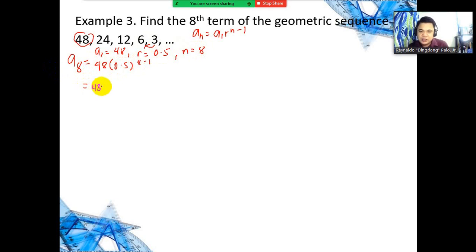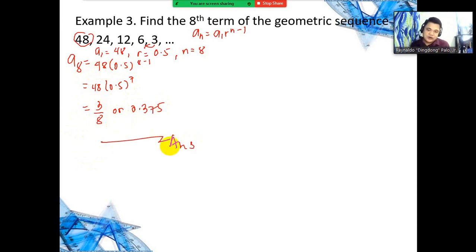Then 48 times 0.5 raised to the power of 7. Now you can simplify it using your calculators to cut the process. It's also okay if you will be using your calculators, writing everything and getting the answer. So in this case, our answer is 3 over 8, but if you answered in decimal, which is 0.375, it's also correct. Therefore, your a sub 8 is 3/8 or 0.375.